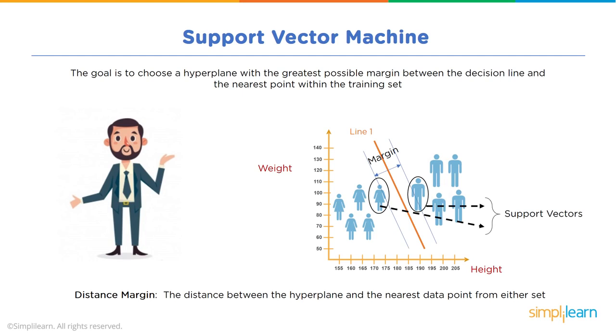The goal is to choose a hyperplane, and that is one of the key words they use when we talk about support vector machines. Choose a hyperplane with the greatest possible margin between the decision line and the nearest point within the training set. So you can see here we have our support vector, we have the two nearest points to it, and we draw a line between those 2 points. And the distance margin is the distance between the hyperplane and the nearest data point from either set. So we actually have a value, and it should be equally distant between the 2 points that we're comparing it to.